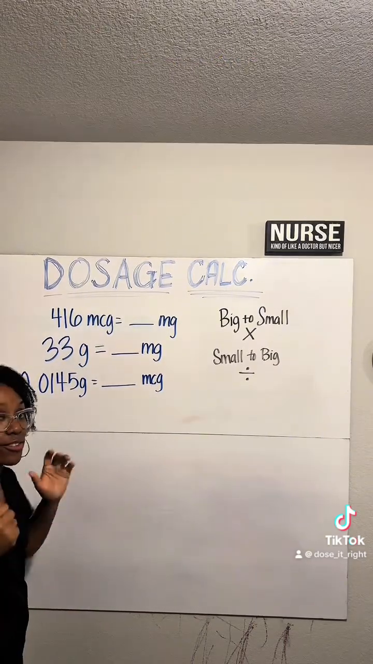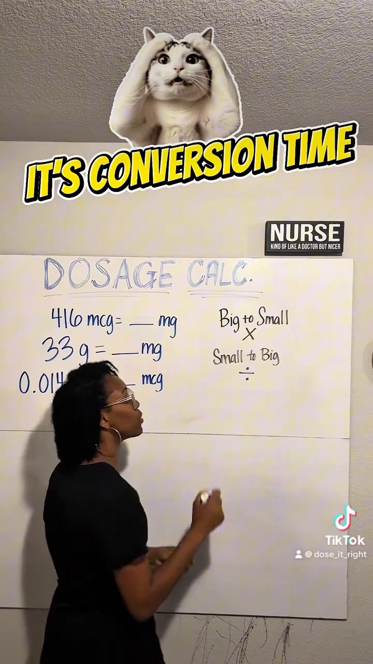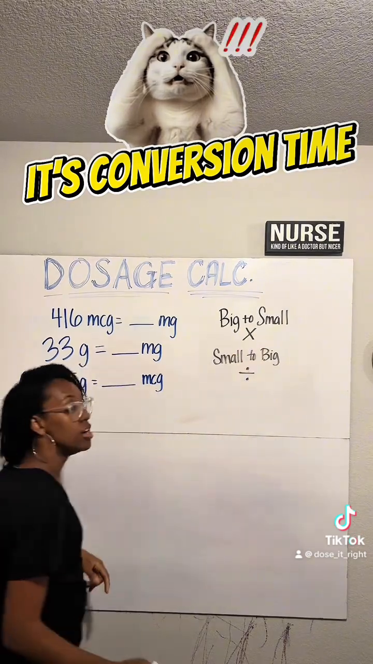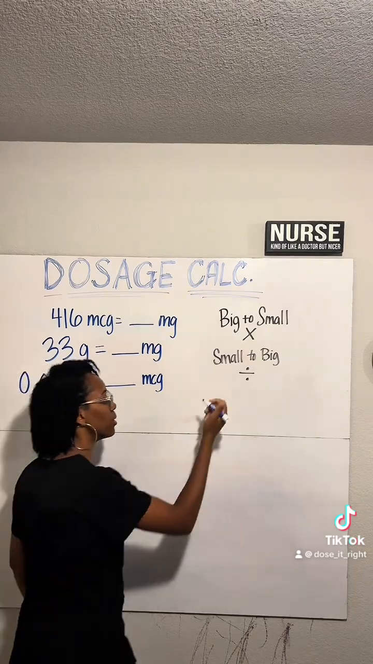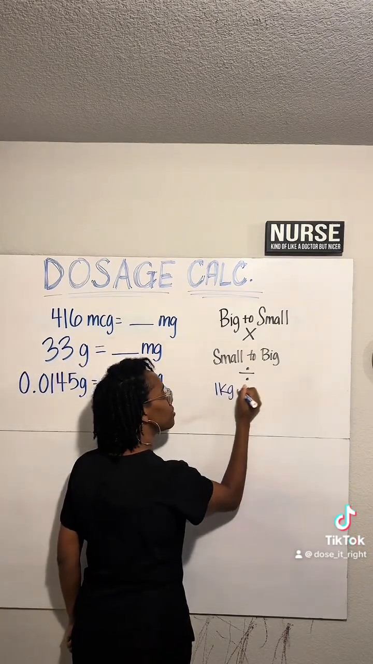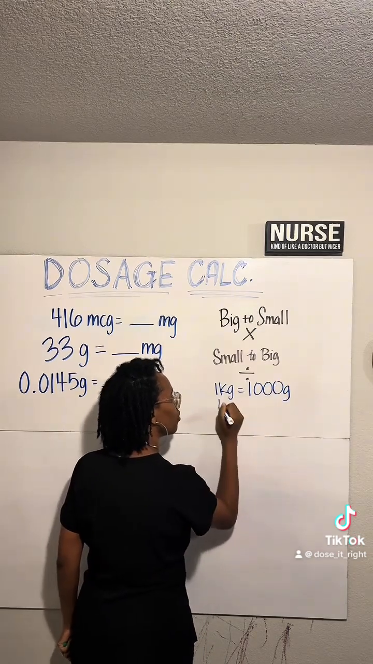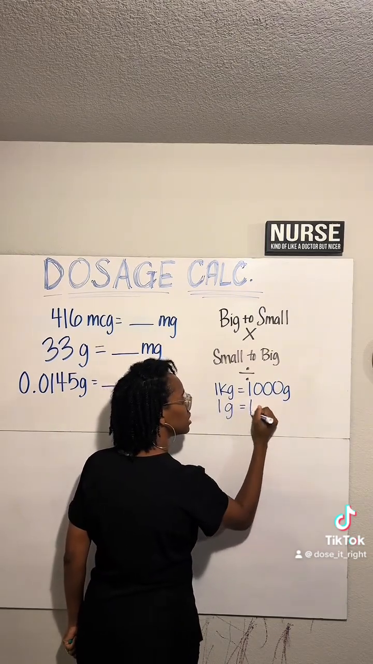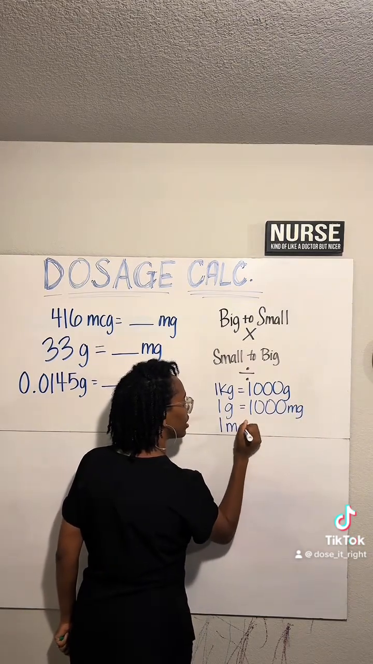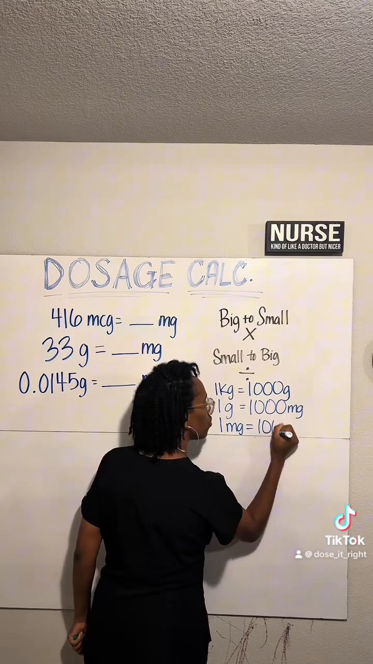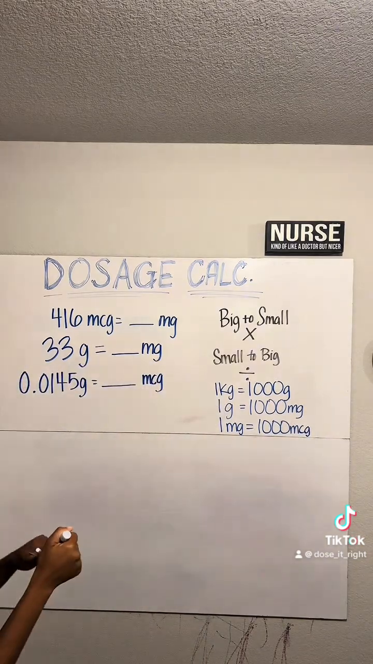So I have some conversions that we're going to be doing. We're going to be going from big to small. Remember, we're going to be doing some multiplication. From small to big, we are going to be dividing. So let's go ahead and write this conversion table out. We know that 1 kilogram equals 1,000 grams. We know that 1 gram equals 1,000 milligrams. And then 1 milligram equals 1,000 micrograms. Micro meaning small. Very good.